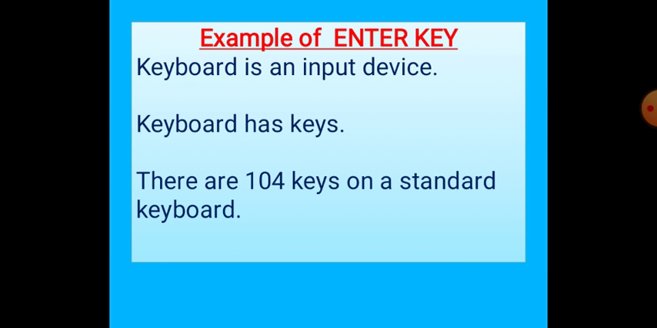Now see the example. Suppose we have to write these three lines on a computer. Like first line is written, keyboard is an input device. Now after that we want to write in the next line. Then what will we do? That time we have to press the enter key. By pressing the enter key the cursor will come to the next line and then we can type the next sentence, that is keyboard has keys. And again after that we want to write the third sentence in the next line, then we have to press the enter key. Children, so enter key is used to take the cursor to the next line.